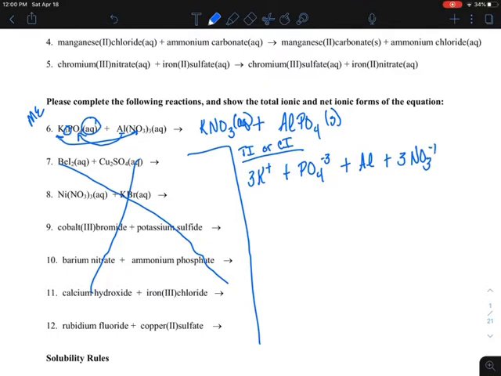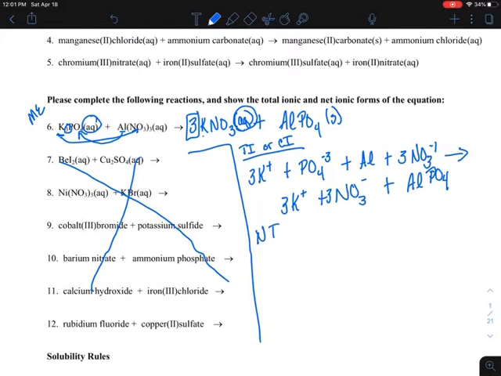Now, I suppose I should have done this before, but we should have balanced this. So I just threw the 3 out in front to get it balanced. No harm, no foul there. Now on the right side of the equation, the only aqueous things here are K+ and NO3-, because that potassium nitrate is soluble. We're going to have 3 of each of those because of this coefficient. But aluminum phosphate is insoluble. It forms a solid, so we're not going to write those as ions because it doesn't form ions in water.